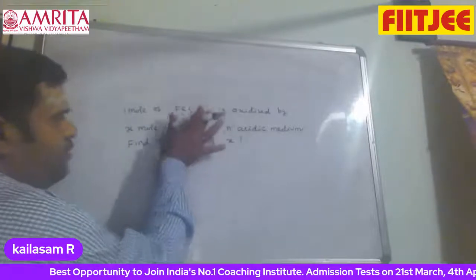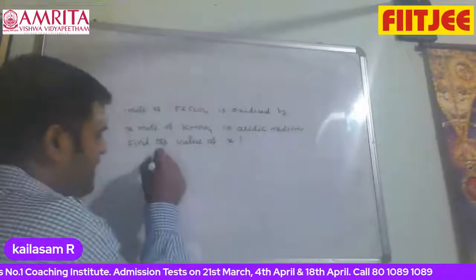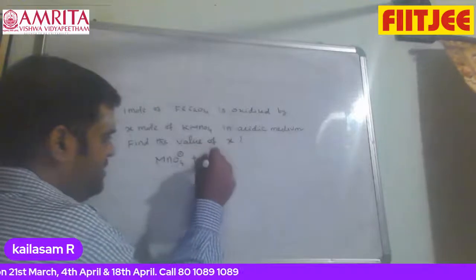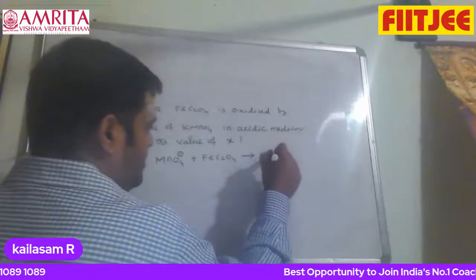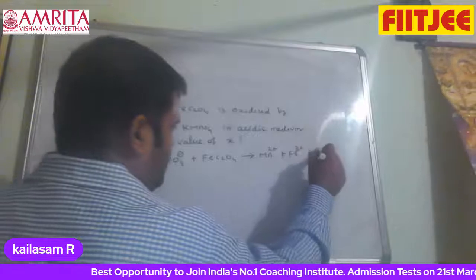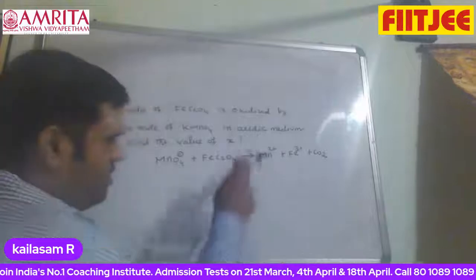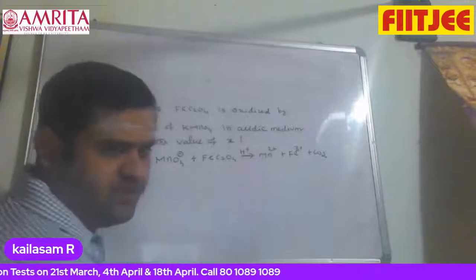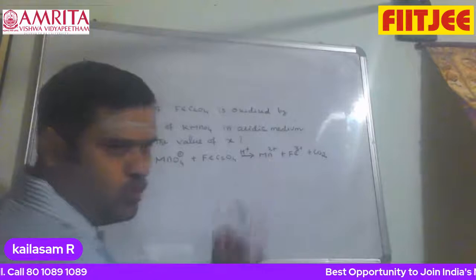Now, what is that KMnO4? This is ferrous oxalate. First, write the equation. You should know what product you are going to get. Then writing that MnO4 minus plus FeC2O4 gives Mn2 plus, Fe3 plus, and CO2. Look at this ferrous oxalate, because MnO4 minus is the oxidizing agent. What medium? Acidic medium. Whenever it is acidic medium, MnO4 minus becomes Mn2 plus, and in ferrous oxalate FeC2O4, Fe becomes Fe3 plus and carbon becomes CO2.